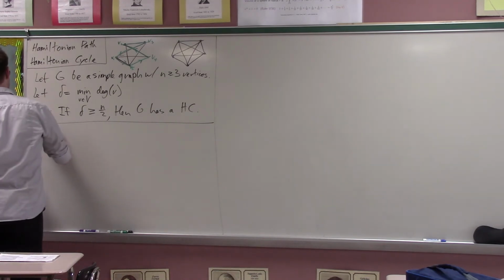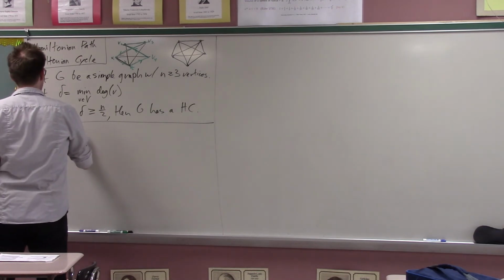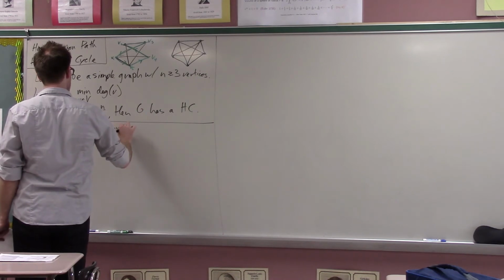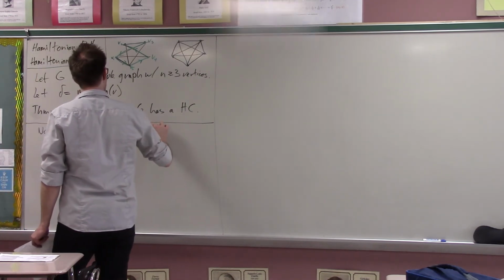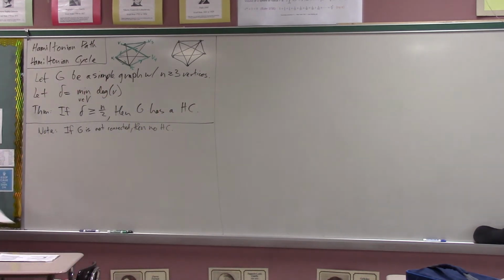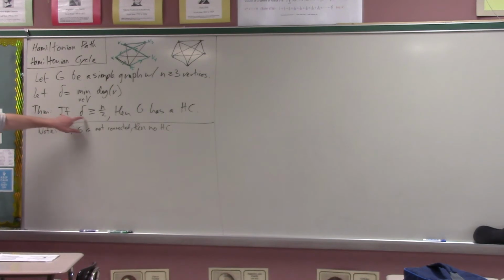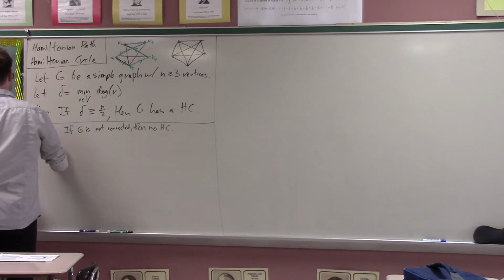So note, if G is not connected, then no Hamiltonian cycle, because you can't get to all vertices, since some of them are not even reachable from each other. But you might think, oh, we better put into our conditions that the graph is connected. But no, in fact, connectedness is implied by this condition that delta is greater than or equal to n over 2. So I would now like to prove that small claim.